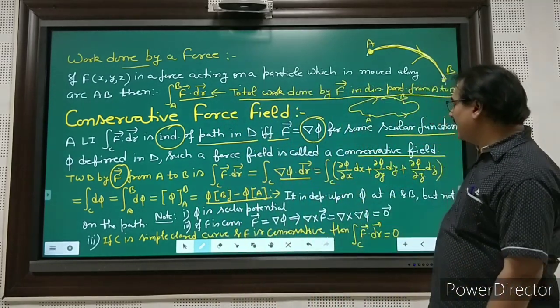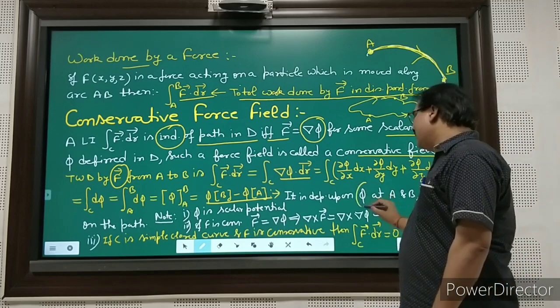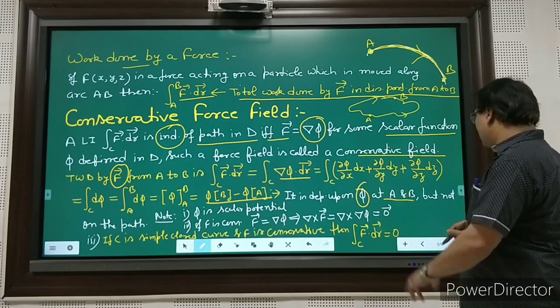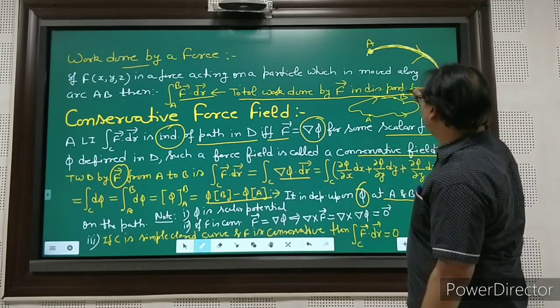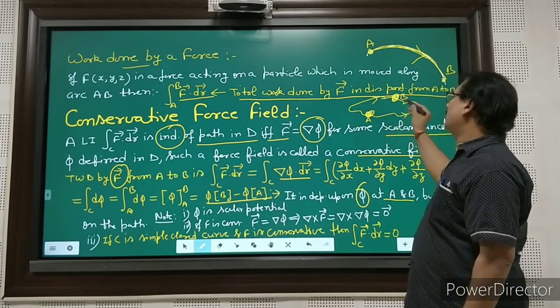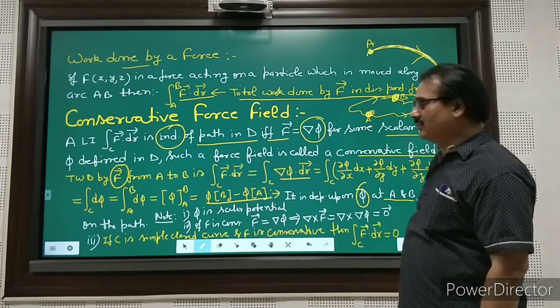This indicates that it depends on phi at both the points A and B, but not on the path. It depends upon both the end points, but not on every point on the path.